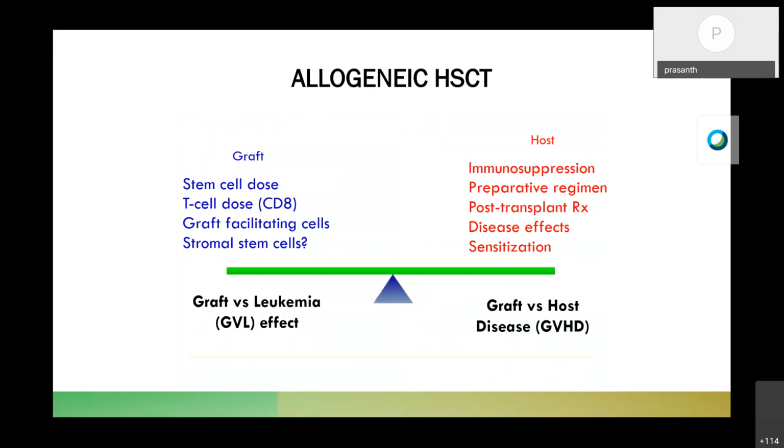So the graft components include the stem cell dose. We are also worried about the T cell dose because that is important for the immune reconstitution after the stem cell transplant process. And along with that, there will be some stromal cells which actually allow the stem cells to engraft. When we are giving the stem cells to the recipient, actually they are just infused into the peripheral blood, and stem cells actually home into the bone marrow and start growing in the bone marrow. So for that, all these components are important. It's not just the naked stem cells that we are giving.